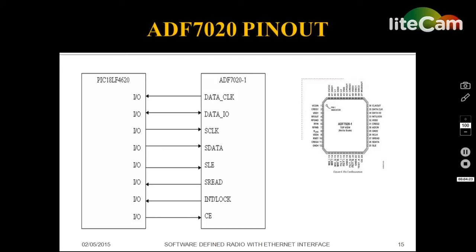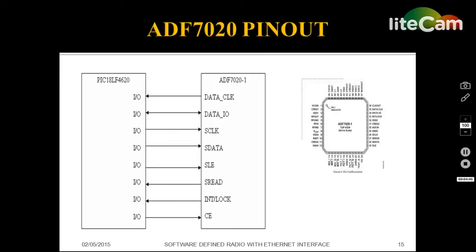Next we are going to see what all the pins are. Data clock is to synchronize the data in receiver mode and latch the data in transmitter mode. Data IO is the transmit data input or receive data output. Serial clock is used to clock the serial data to the register. S data is the serial data input.